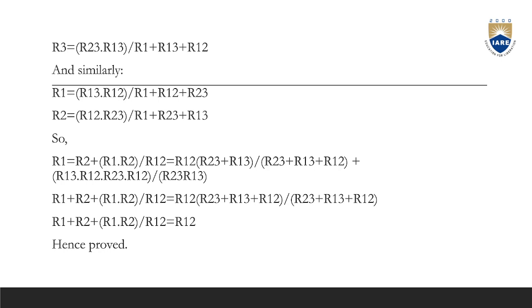R13 plus R2 plus R1 into R2 by R12 equals R12 into R23 plus R13 plus R12 by R23 plus R13 plus R12. That equals R1 plus R2 equals R1 into R2 by R12 equals R12. Hence it is proved.